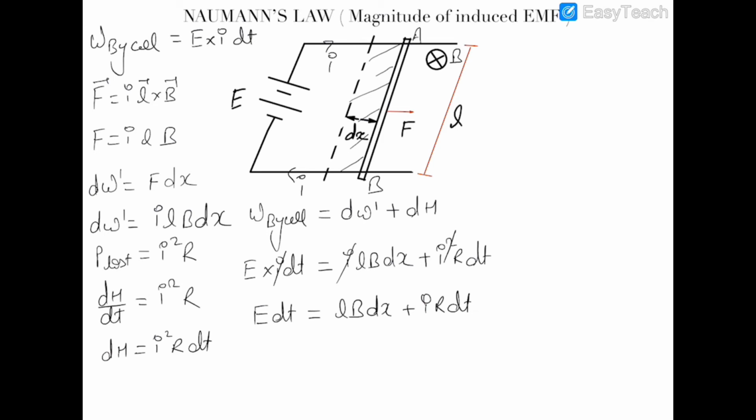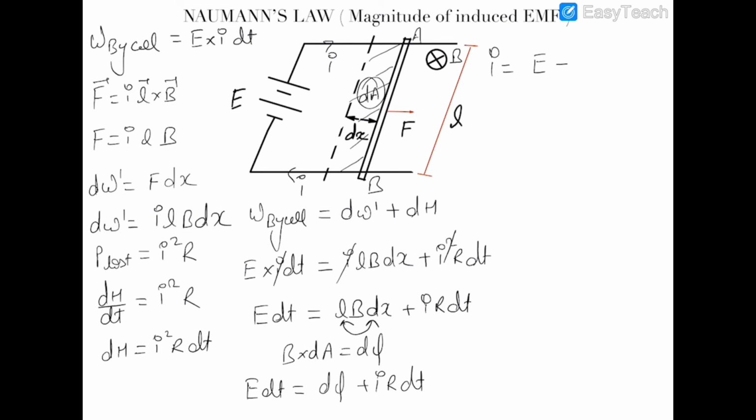Now you can see that this L into B into dx is the change in area dA of this rod, and B into dA is the change in flux. So E dt is equal to dΦ plus I R dt. Now I am solving it for I. So I will be equal to (E minus dΦ/dt) divided by R.